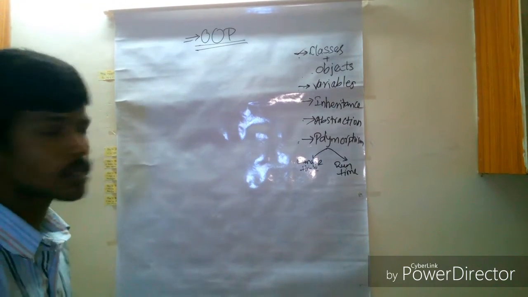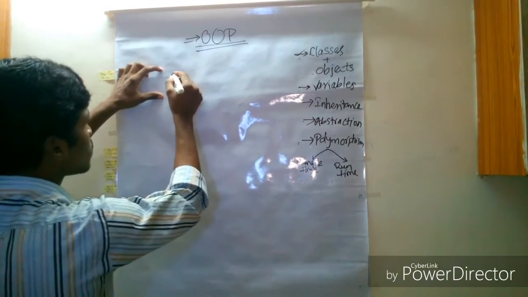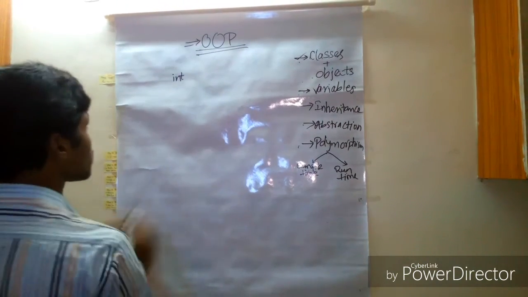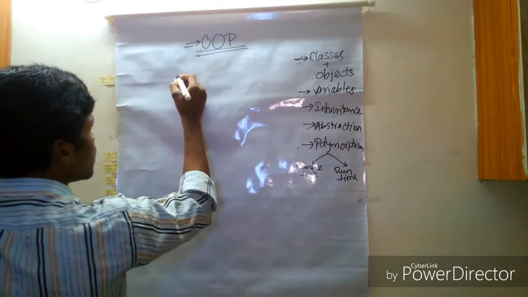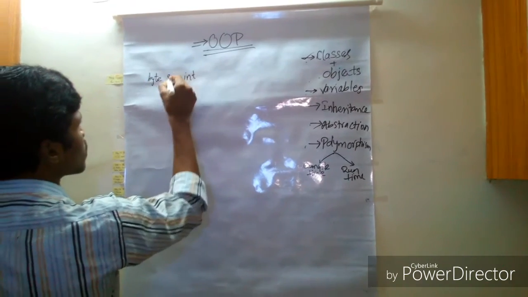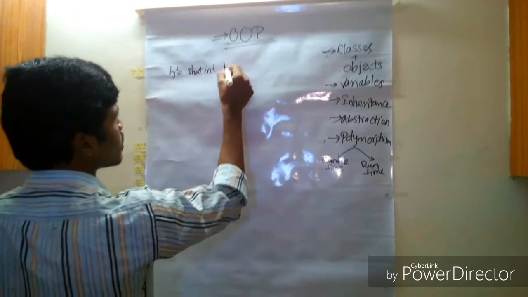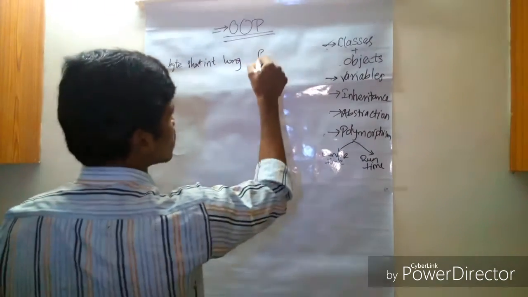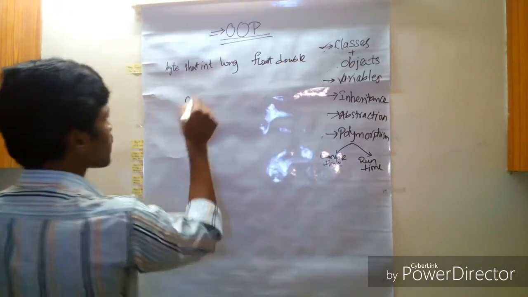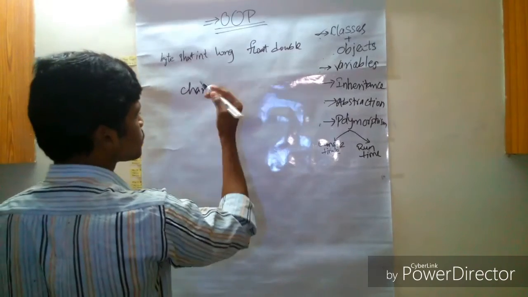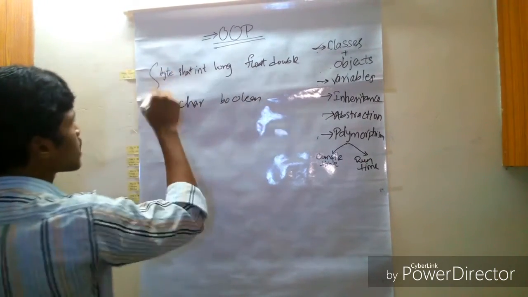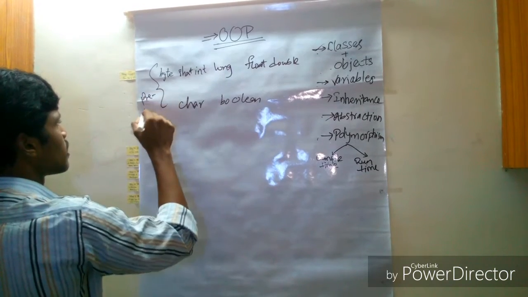Let me start from the data types. If you just declare, we have the data types like numeric. In numeric we have byte, short, int, long, and floating values as float and double, and the character type and the boolean. All these data types are predefined.